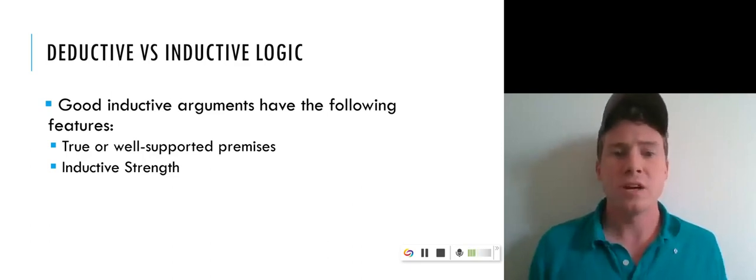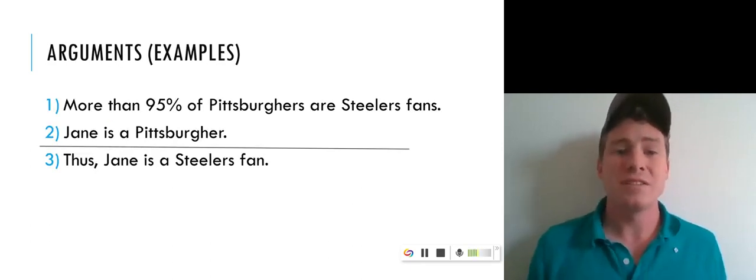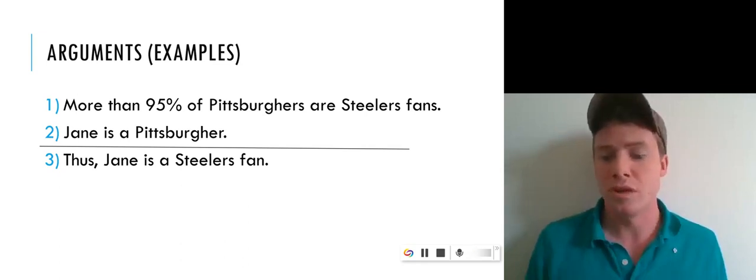If we go back to this argument, if the first premise, instead of having said more than 95% of Pittsburghers are Steelers fans, if it had said more than 99% of Pittsburghers are Steelers fans, we would still have an inductively strong argument, and in fact, it would be an even more inductively strong argument than this one here. So inductive strength comes in degrees. Some arguments are more inductively strong than others.